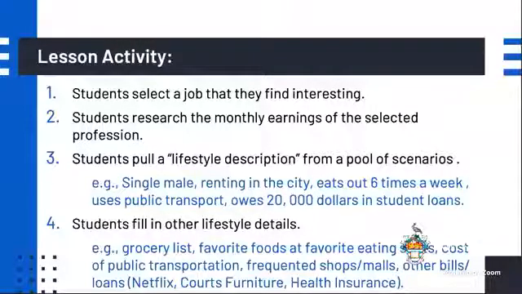I mentioned breaking down the tasks. So we're talking about students pulling a lifestyle description from a pool. As teachers, when we are summarizing, children love to present, whether it's PowerPoint or whatever. And when they present, they love that their peers are going to question them, and they have to respond and defend what it is that they're doing. Give them scenarios. Then you can make notes: did I get the grocery list? Did I get the favorite foods? Did I get all of that?